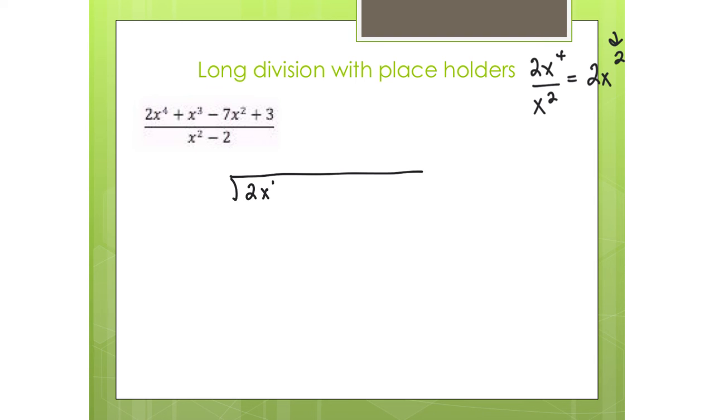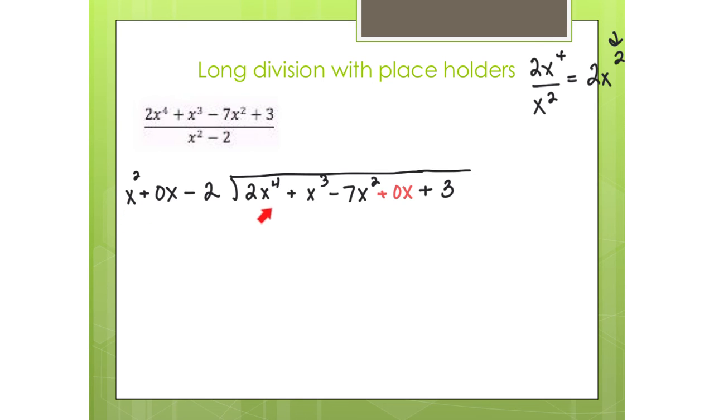So this is 2x to the fourth plus x cubed minus 7x squared plus 0x, because I'm missing that linear term, plus 3. My divisor also is not in standard polynomial form. X squared plus 0x minus 2. I have to add that placeholder for that linear term. Now we repeat the process.